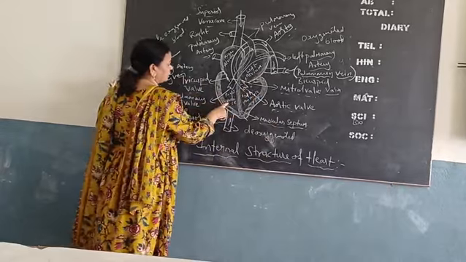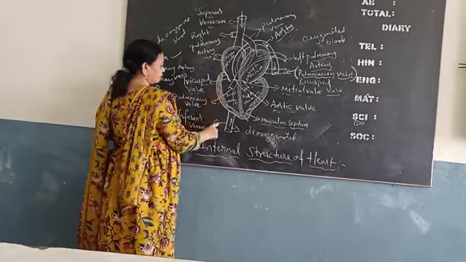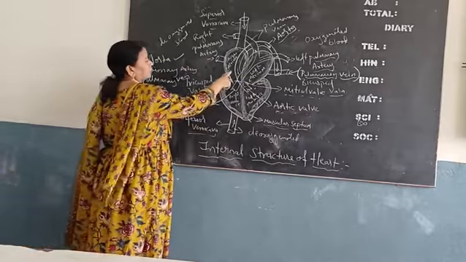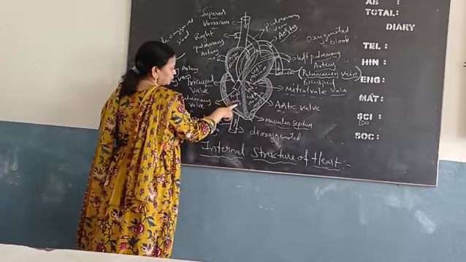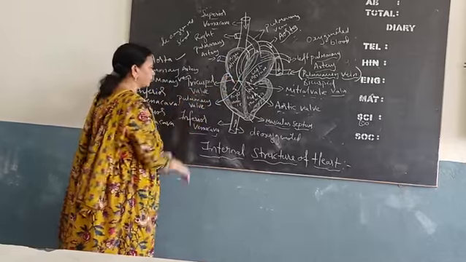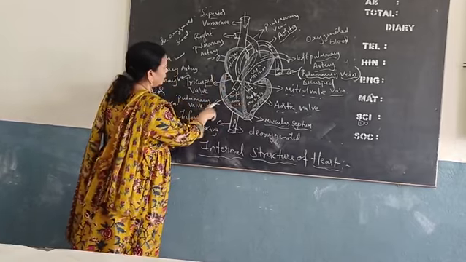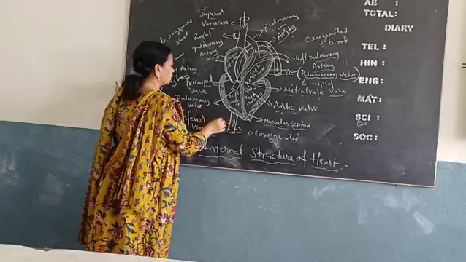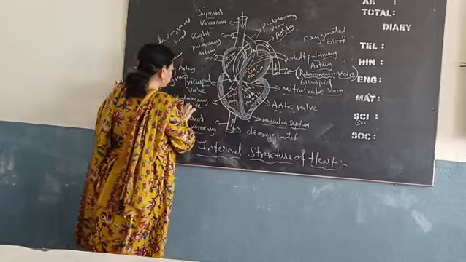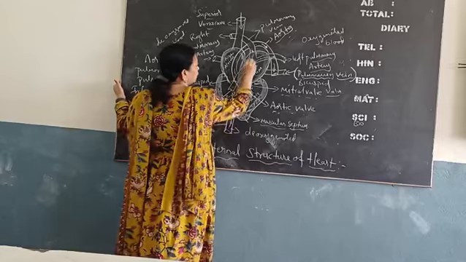At the same time, the deoxygenated blood from the superior vena cava and inferior vena cava will be poured into the right atrium. From there, the deoxygenated blood will be pushed into the right ventricle via the tricuspid valve. Here the flow of blood is regulated. Again, when the right ventricle is getting contracted, the blood pushes into the pulmonary artery via the pulmonary valve, which is located in the right ventricle. So this is the deoxygenated blood.